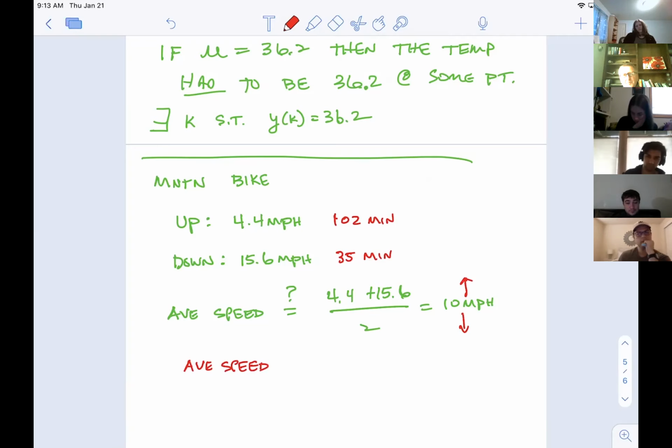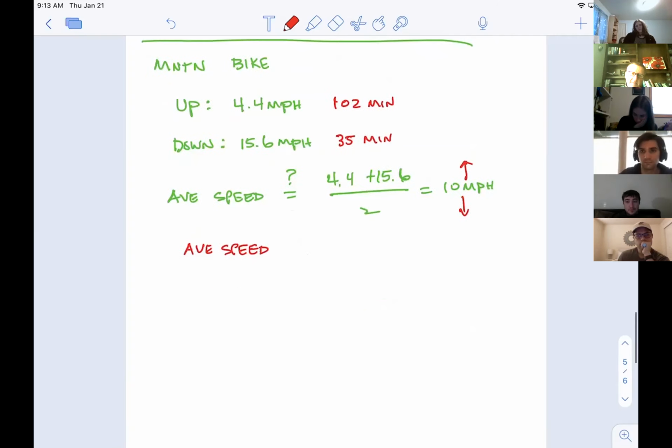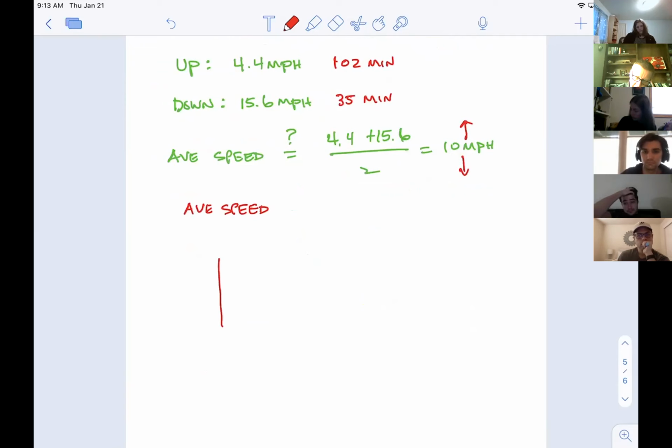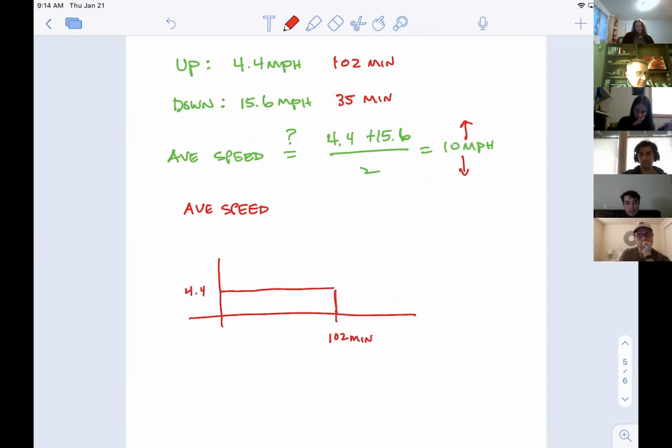The most useful thing I'm showing you today is not the mean value theorem, and it's not the symmetry thing. It's really finding an average of something. Well, look, again, I just want you to think about that in terms of an integral. If I spent 102 minutes going 4.4 miles an hour the whole time, minute 1, that's how fast I'm going. Minute 2, that's how fast I'm going all the way out there.